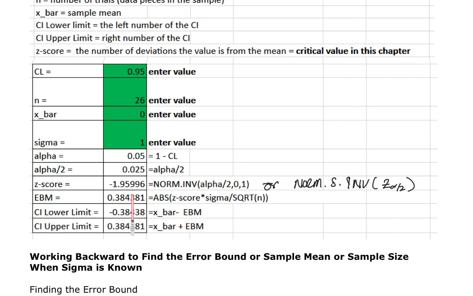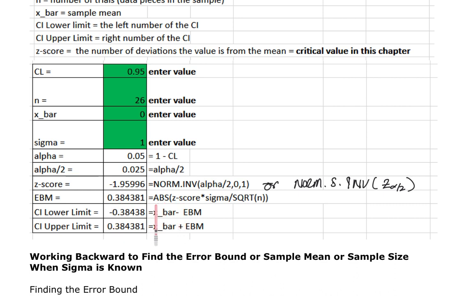What is this? This kind of makes sense because you want to think about this as my probability or my percent, so that's what that is on the left tail. The z-score then would be negative because I'm below. That means on my EBM, I need to find the absolute value of that because I need to add and subtract. So I take the ABS.